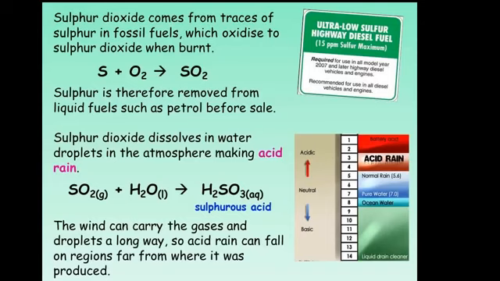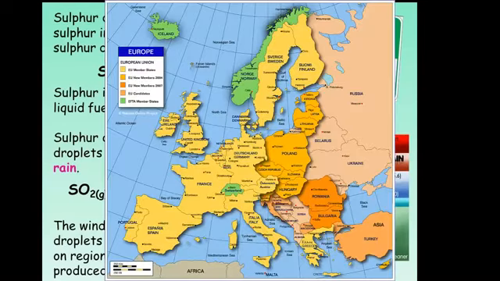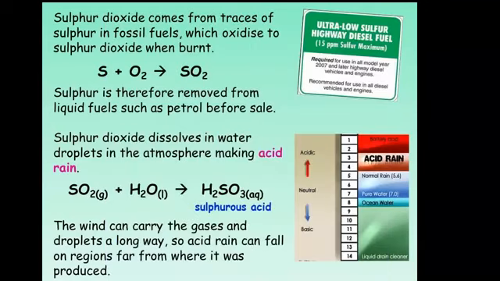So the sulfur burns in the oxygen to form sulfur dioxide, which then dissolves in droplets of rainwater to form sulfurous acid, H2SO3. This can be carried long distances in the wind and therefore can affect countries or areas far away from the original source of the sulfur dioxide. A lot of sulfur is removed from fuel before it's put on sale, so if you have a look at the petrol pump, it will often say low sulfur fuel.